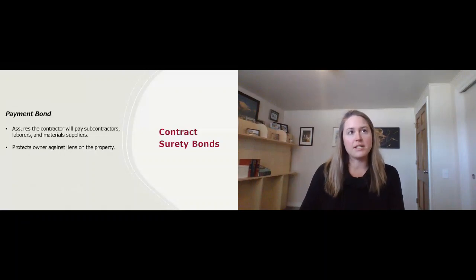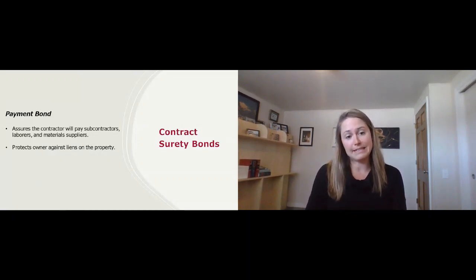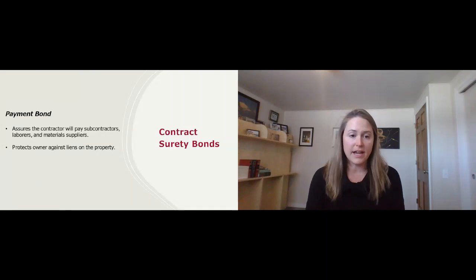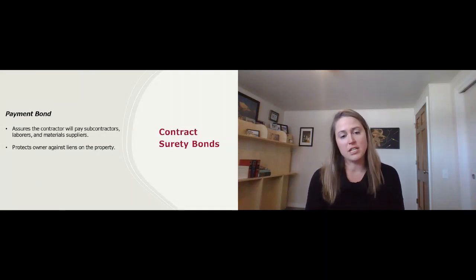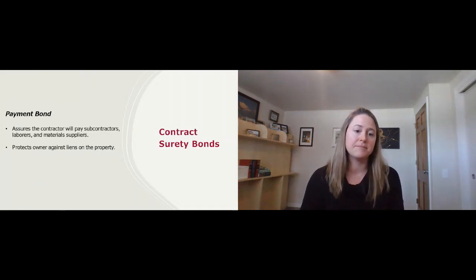Next is payment bonds. These are typically used to assure that the contractor will pay subcontractors, laborers, and material suppliers. It's really used most often to protect an owner or developer against liens. So that in the event that a subcontractor isn't paid, that bond is there to pay the subcontractor instead of allowing that subcontractor to then file a lien against the property in order to be paid.